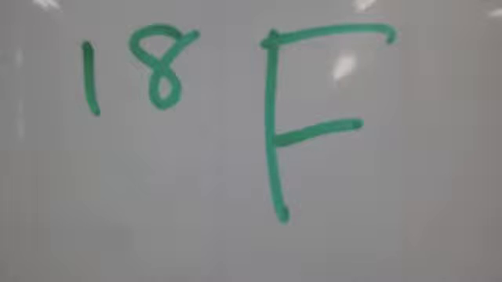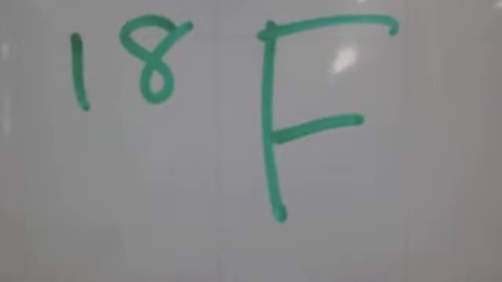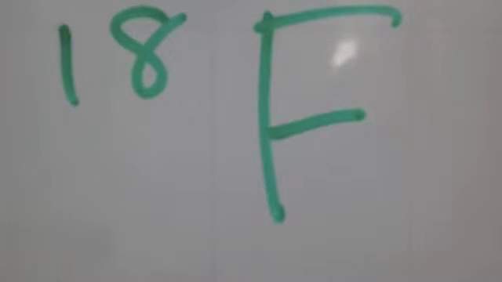The fluorine-18 isotope is an isotope in which there are less neutrons than usual within the nucleus of the fluorine atom. This is one way you can write the fluorine-18 isotope. The other way you could write it out is to write fluorine-18.